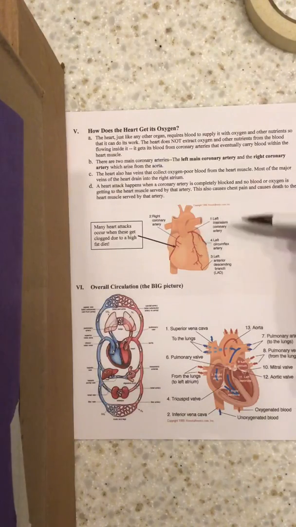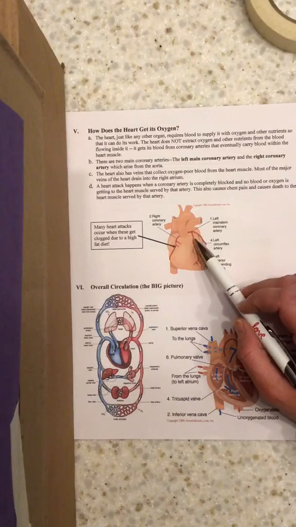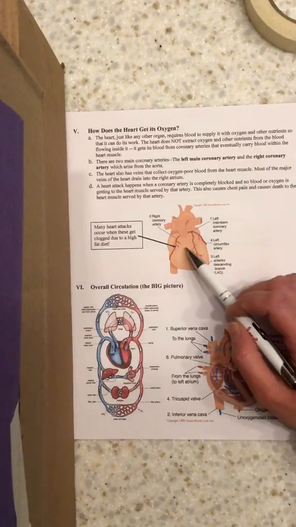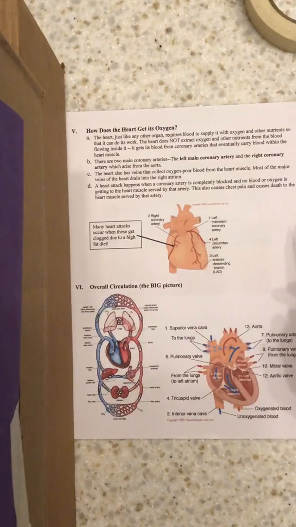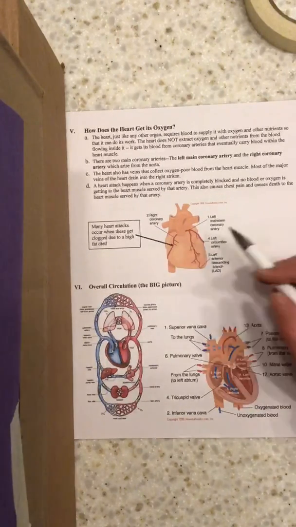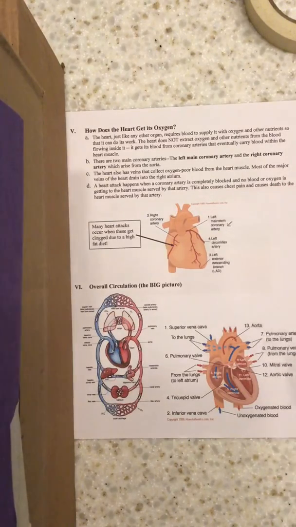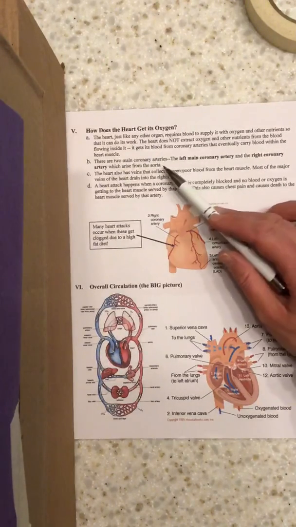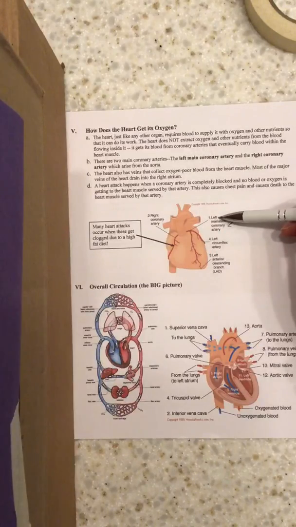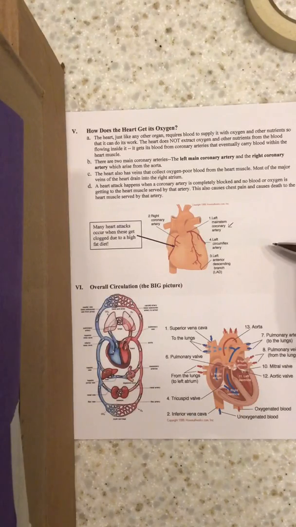So the arteries are called coronary arteries and the veins are called coronary veins. The arteries will branch off from the aorta, and the veins will dump back into the vena cavas, especially the superior vena cava. But I'm going to focus mostly on the arteries because it turns out that it's these arteries that often are involved with heart attacks. So there's 2 main coronary arteries, the left and the right. You can see them in the picture down below.